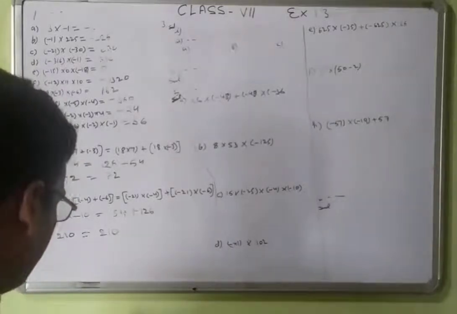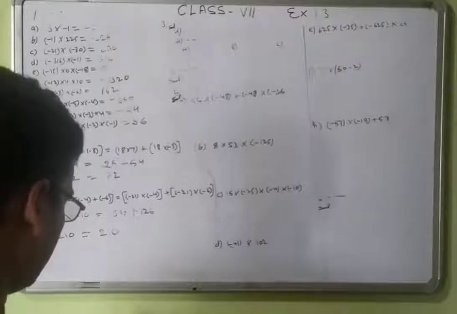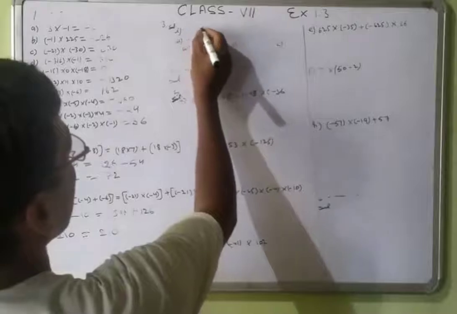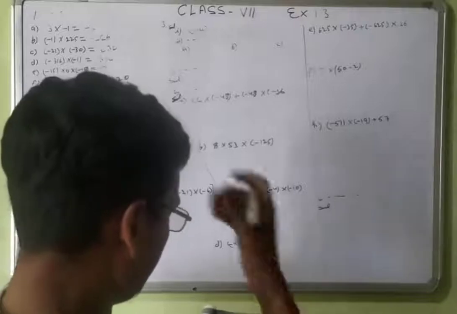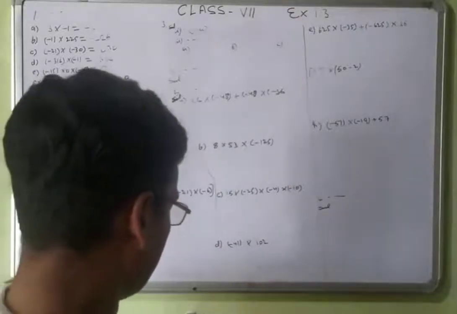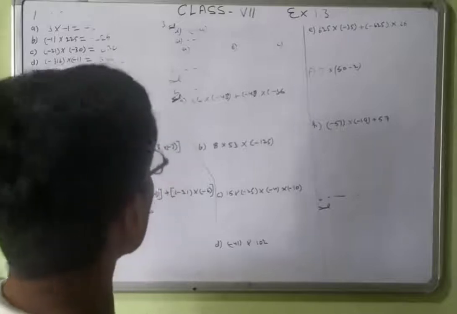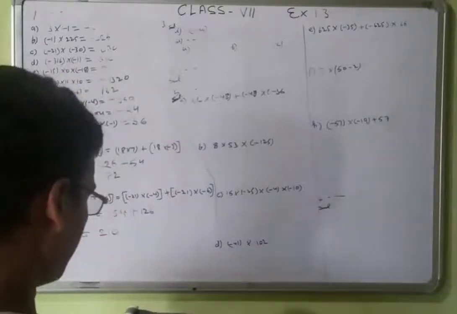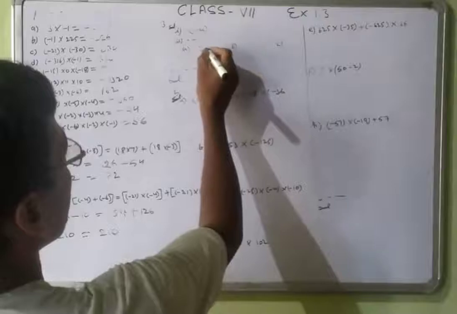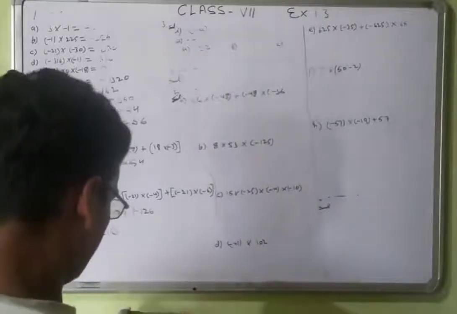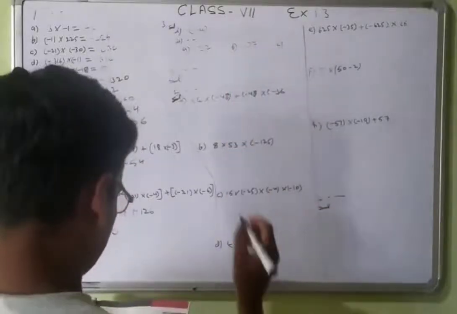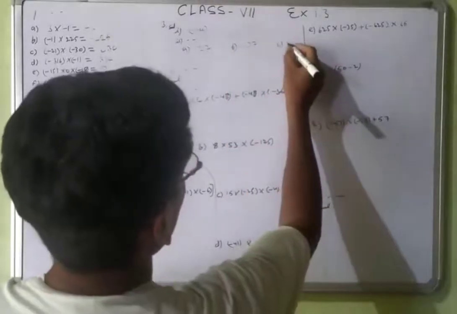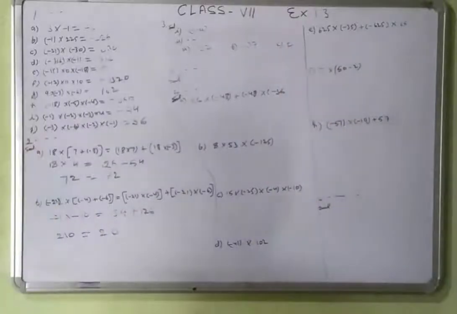Question number 3: for any integer a, what is minus a multiplied by a equal to? That will be minus a, because you see that one minus is there. Determine the integer whose product with minus 1 is minus 22. If you multiply minus 1 by minus 22, that will be minus minus plus, that will be 22. By 37, that will be minus 37, because minus 1 is there. By 0, that will be 0. If you multiply by 0, the answer must become 0.